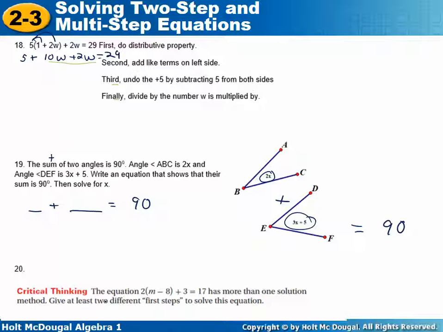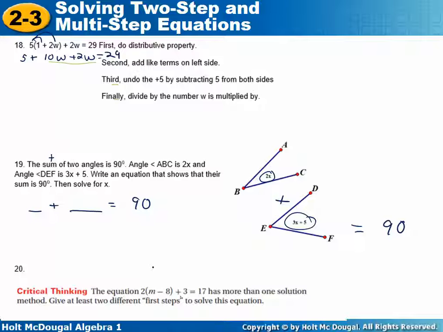And then the last question is just a critical thinking question, something to make you think a little bit. This equation, 2 parentheses m minus 8, so 2 times the quantity m minus 8 plus 3 equals 17, has more than one solution method. There's only one solution, but there's more than one way to solve this. So it says give at least 2 different first steps to solve this equation.